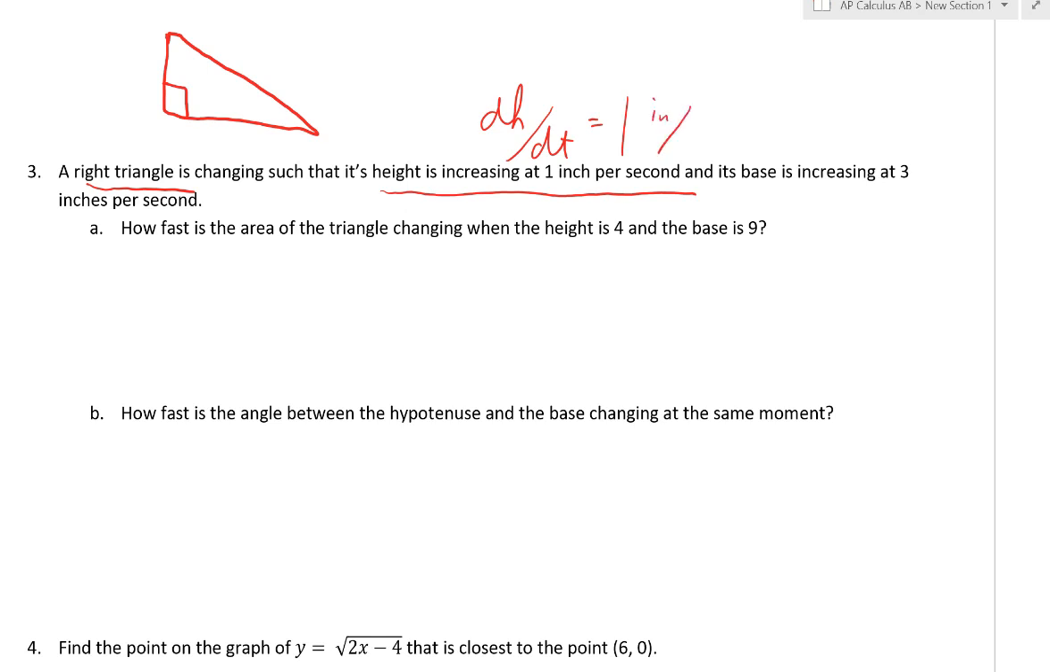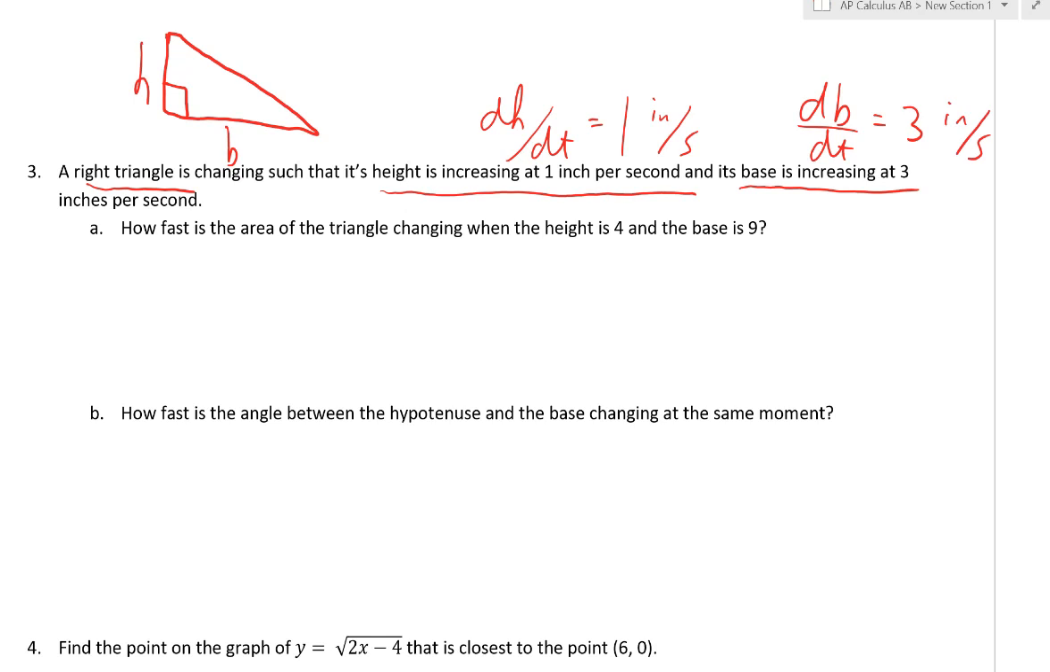Okay, let's just drop that in there. The base is increasing at 3 inches per second. Since that's the rate of change of the base, that's dB over dt, and that's positive 3 inches per second. So I know these two rates of change. I know how fast two things are changing, b and h. At this point, I can ask you to find out how fast a lot of other things are changing.